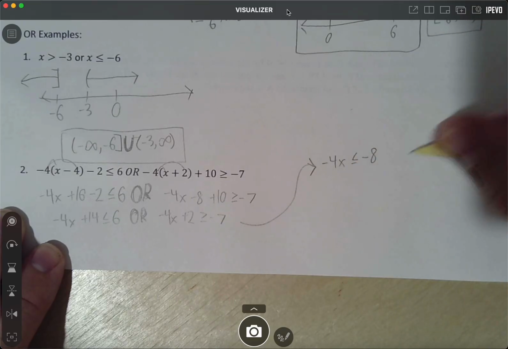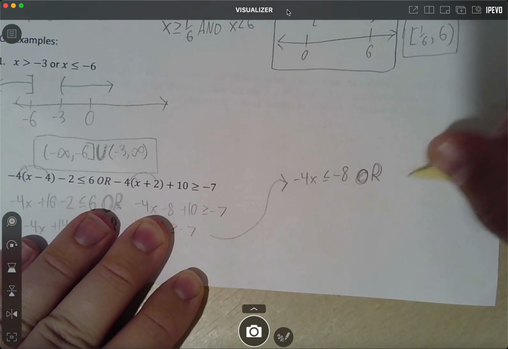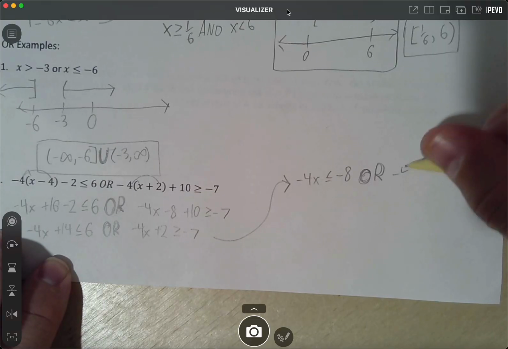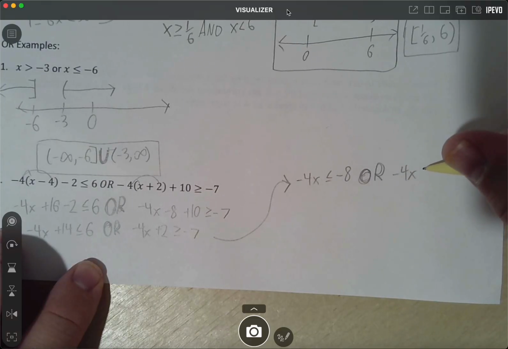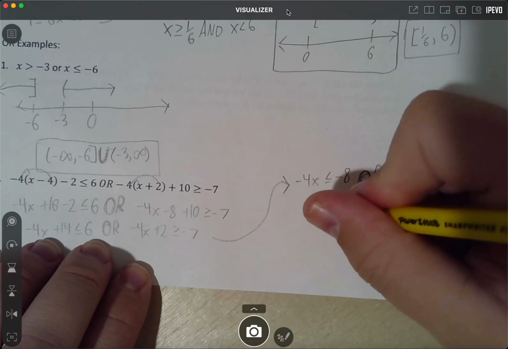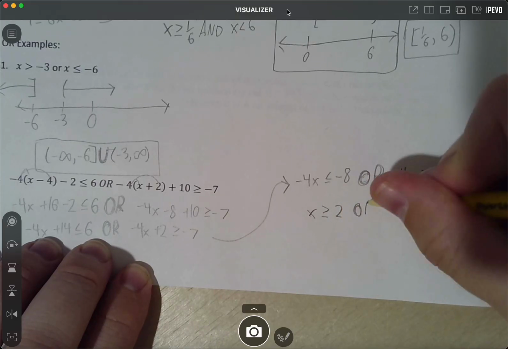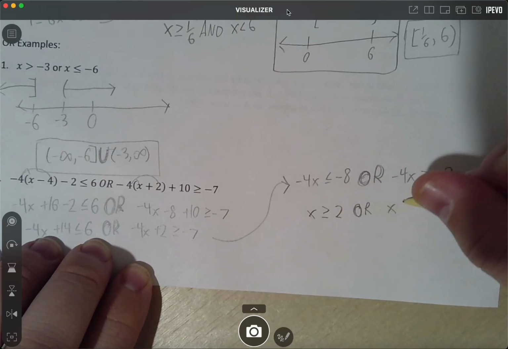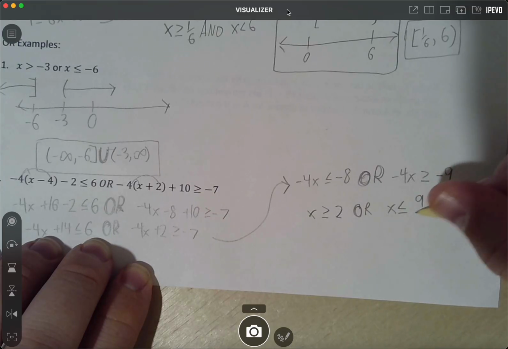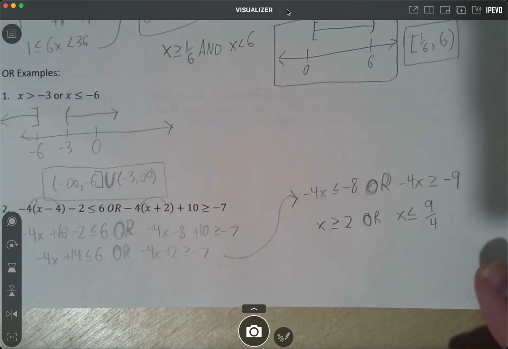On the other side, still "or". And then on the other side, I've got negative 4x is greater than or equal to negative 9 by the time I subtract the 2 over. And we're so close, we just have to divide both sides by negative 4. That'll flip the inequality for both of these, so now it's x is greater than or equal to 2, or x is less than or equal to 9 over 4. That doesn't reduce nicely. All right.